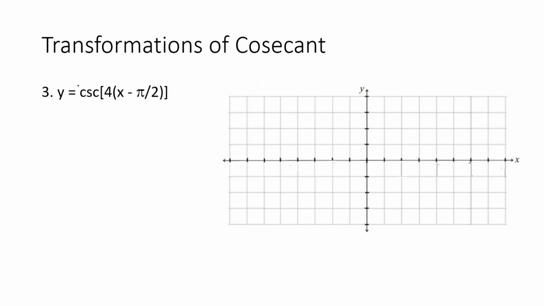One more. So here again, my amplitude is 1. The 4 is going to cause my period, instead of being 2 pi, to be 2 pi fourths, which is pi halves. And then these parentheses here mean that this is my phase shift. And it is going to the right. So I'll mark this as pi halves. Okay, so that's my start. That's where the asymptote goes.